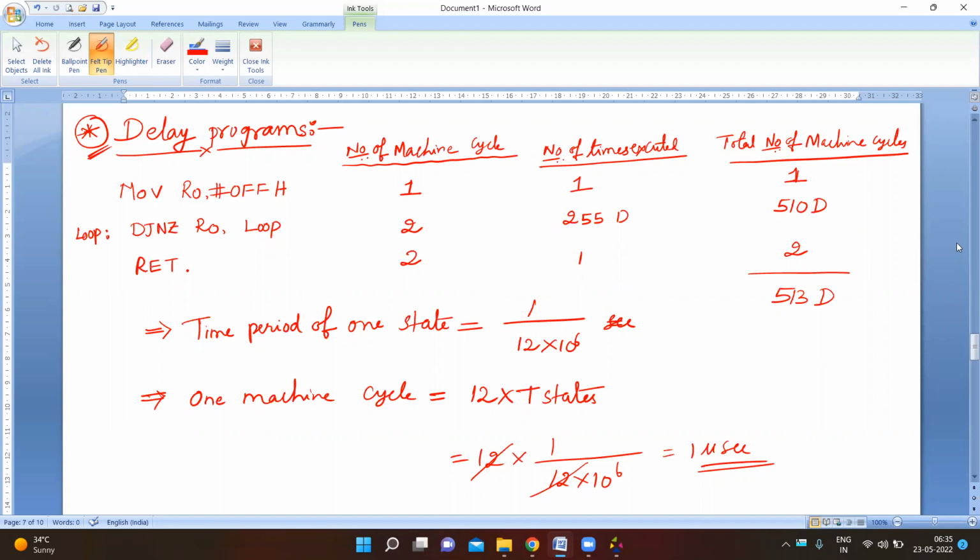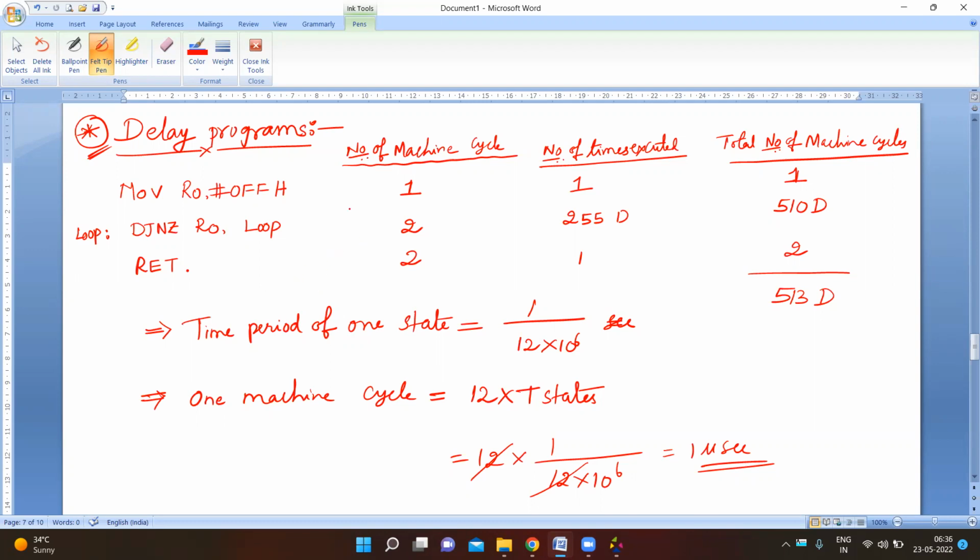Today we'll look at some delay programs in 8051. How to calculate a delay of 1 second, 1 millisecond, 10 milliseconds. Before understanding this, each and every instruction, each and every mnemonic in 8051 will have some machine cycles to complete its operation.